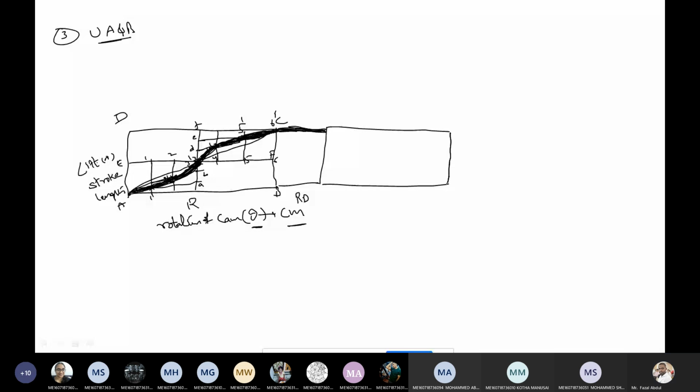Third box, same procedure you need to adapt. Same procedure means first divide this box into 4 equal parts and divide this horizontal into 3 parts. 3 parts means total 6 parts. Now the vertical also total 6 parts.